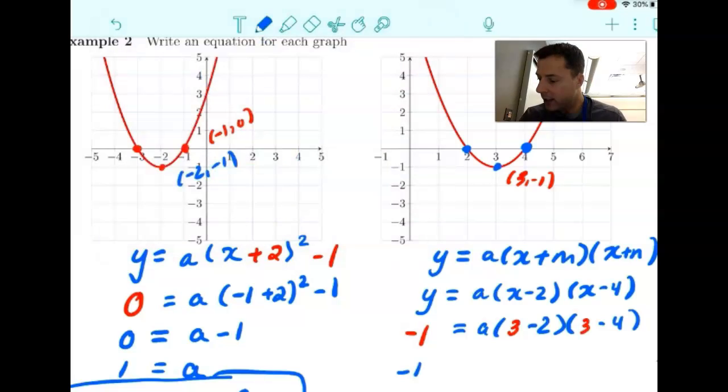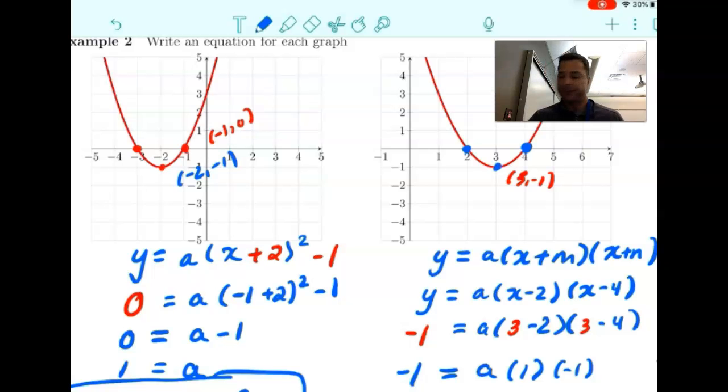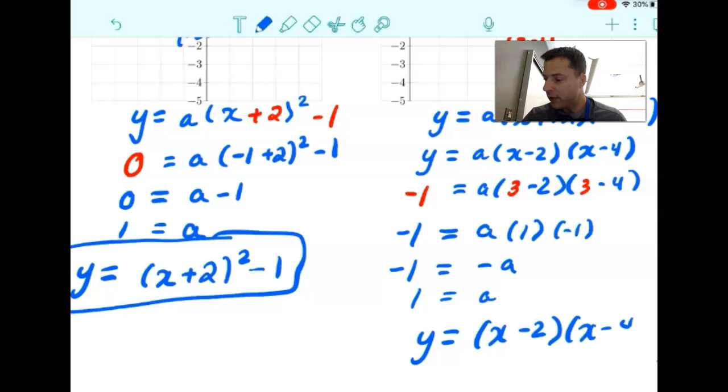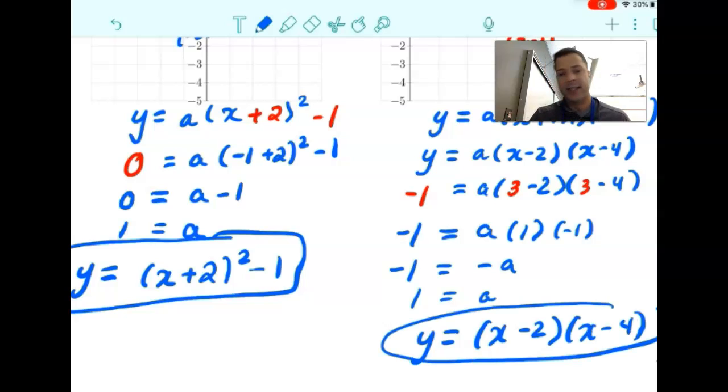You get -1 equals, well, a times 3 minus 2 is 1. And 3 minus 4 is -1. So you have -1 equals -a. So a equals 1. Okay? That equation is just y equals x minus 2 times x minus 4, because your a value is 1. You could multiply that out and get standard form, and that's another easy one to get from there. Or I could have written this all in vertex form, but I just wanted to show you a couple of examples there.